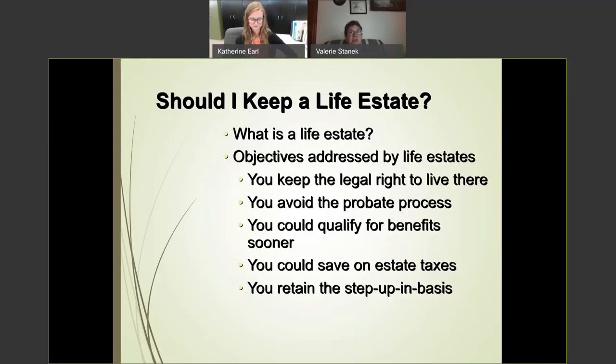You could qualify for benefits sooner because the vast majority of the value of the house is not in your name, even though you have control of the property during your lifetime. You could save on estate taxes if the property is worth enough to be concerned about estate taxes. And one of the beautiful things about this is that you're transferring the property to your children without worrying about them having a big capital gains hit when they sell the house after you pass away, because the basis in the property steps up at your death, just as if you had kept the property in your own name.